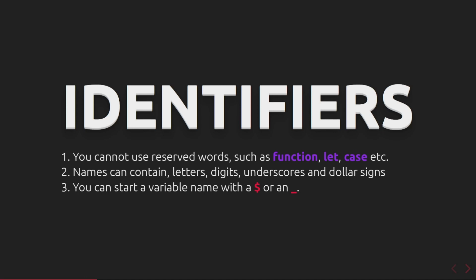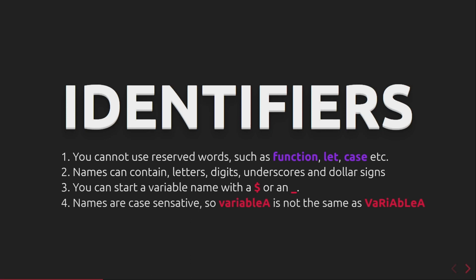Number 3. You can start a variable name with a dollar sign or an underscore, but once again, just don't do this. There are very specific scenarios where this is a normal thing to do, so err on the side of this is not one of those and don't use them. Names are case sensitive, so variable a is not the same as variable A.